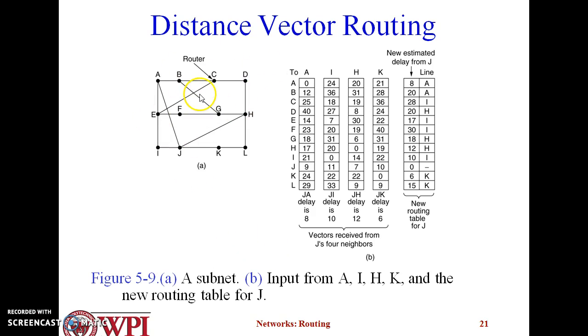This is the subnet and input from the second. This denotes the table for the input from A, I, H, K and the new routing table for J. This is the new routing table for J based on A, I, H, K.